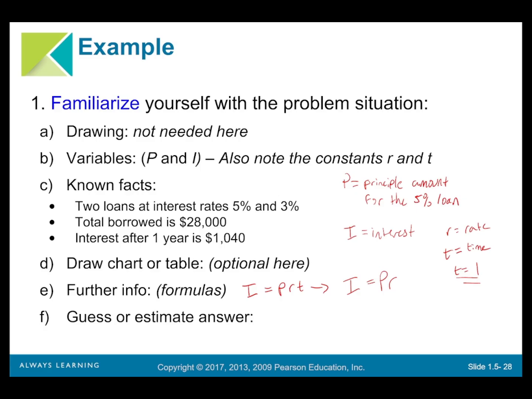Now, if I had to guess or estimate my answer, I'm not terribly sure. It's definitely going to be a split of 28,000. Maybe I'll guess that it's going to be 12,000 for the 5% loan and like 16,000 for the 3% loan. But you know it's going to be some split of 28,000. So I certainly should not end up with an answer of 30,000 and 30,000 for my principal amounts. That clearly does not total to the amount borrowed of 28,000. So we can at least guess that much.